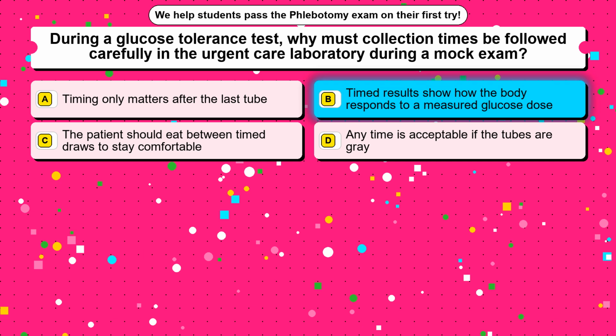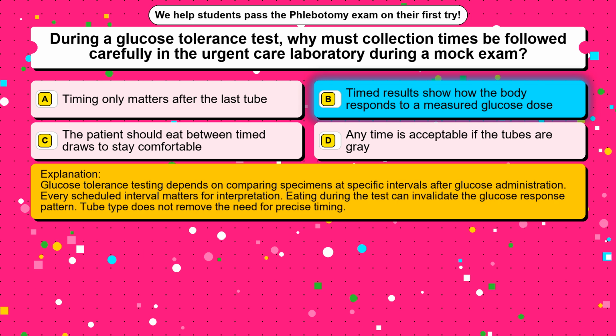The correct answer is option B. Timed results show how the body responds to a measured glucose dose. Glucose tolerance testing depends on comparing specimens at specific intervals after glucose administration. Every scheduled interval matters for interpretation. Eating during the test can invalidate the glucose response pattern. Tube type does not remove the need for precise timing.